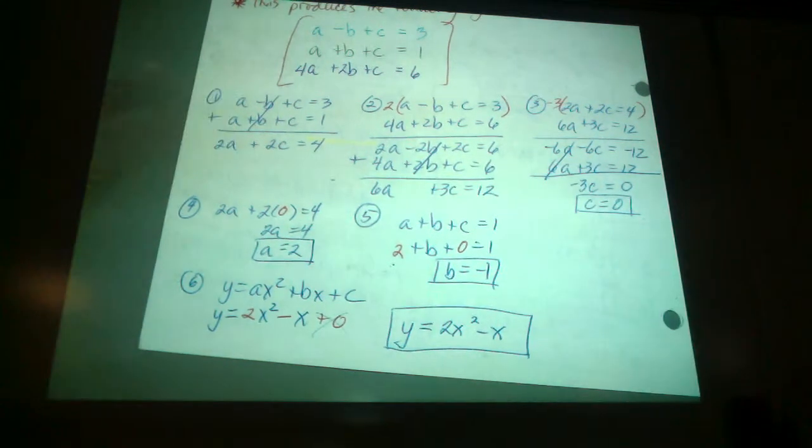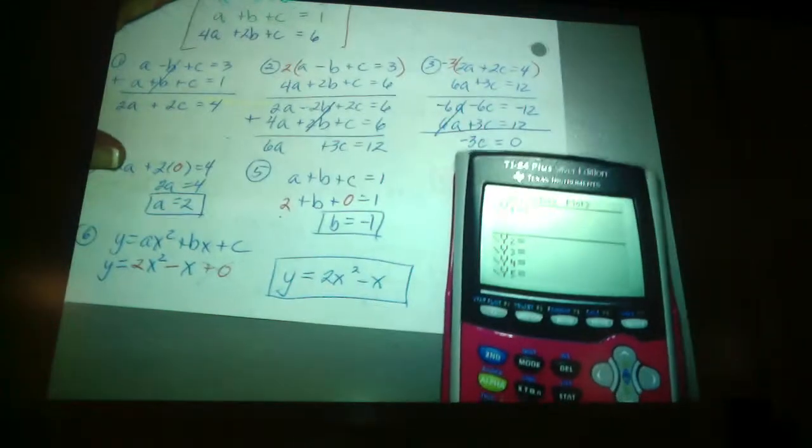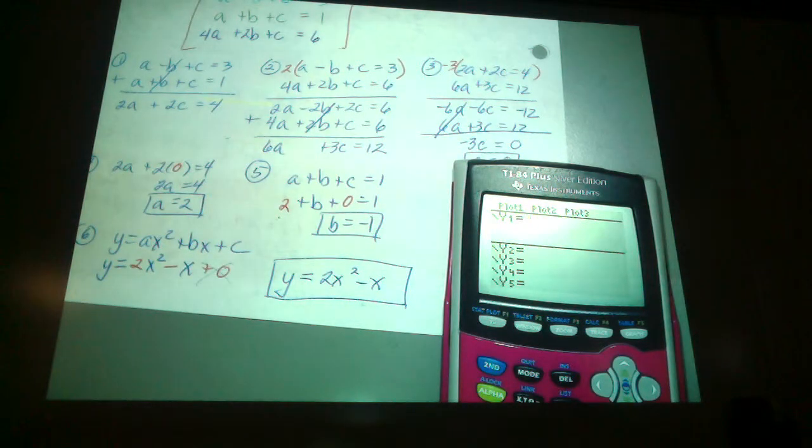So take your handy dandy calculator. Go to your y equals, and you're going to put in 2x squared minus x. And hopefully it looks like a parabola. And looky there, it does go through the origin. What's the easiest way to check? We've got a picture of the graph. How do we know that those points that we started with are on the graph? We can sub them in.